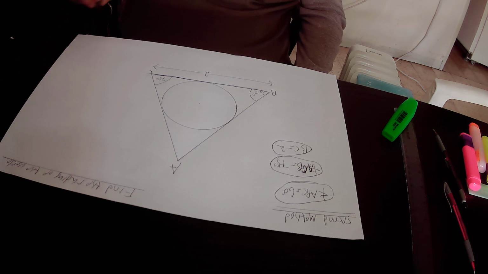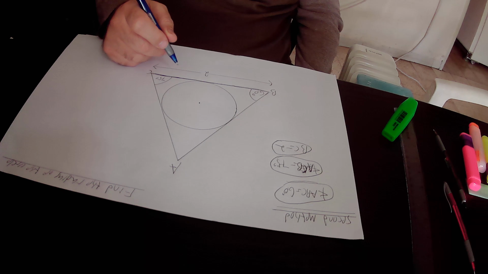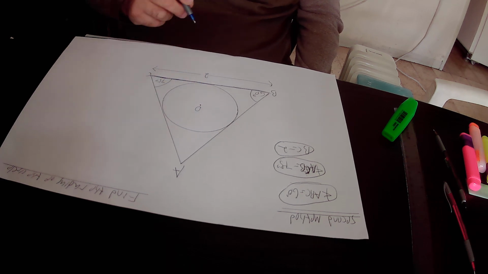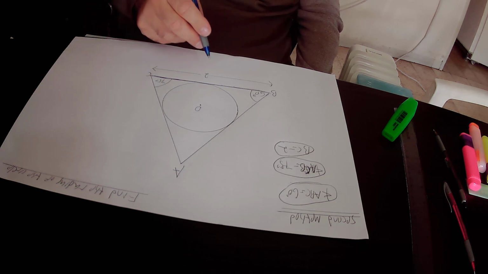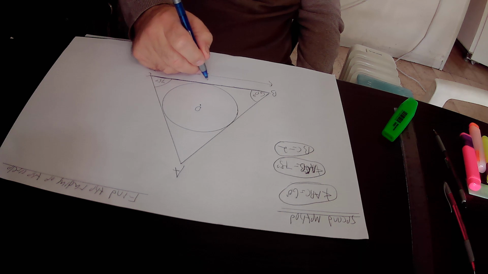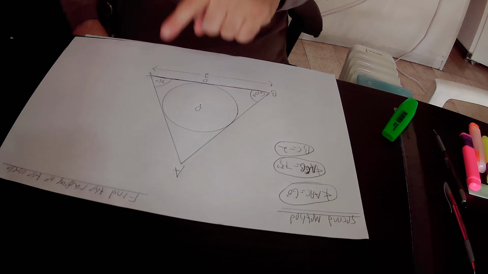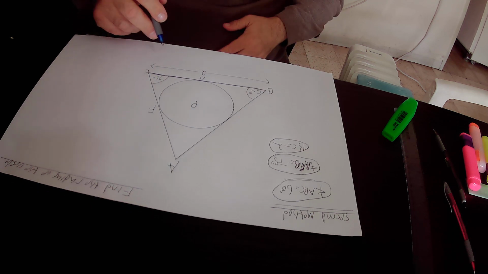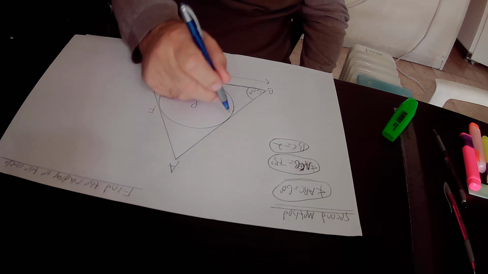In the second method, we will define the center of this circle as O. We will define the point of tangency of tangent BC with this circle as D. We will define the point of tangency of tangent AC with this circle as F. And finally, we will define the point of tangency of tangent AB with this circle as E.